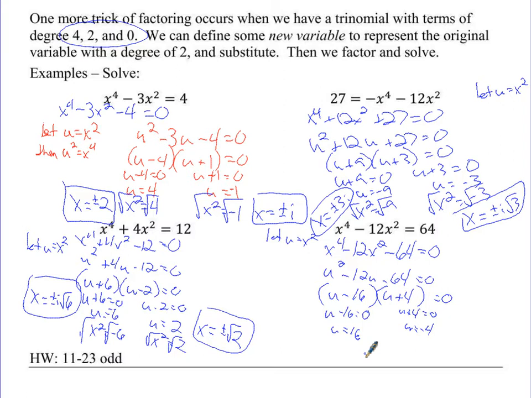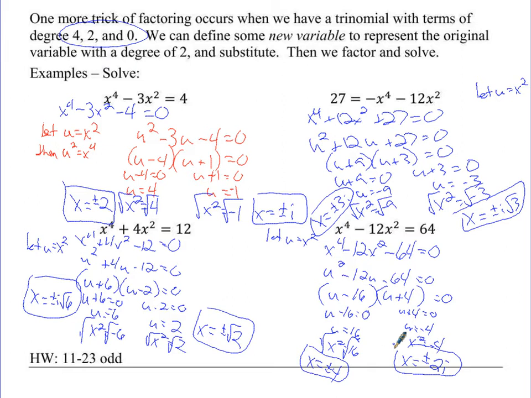Back substitute in the x squared for u, so we have x squared equals 16, and x squared equals negative 4. Square root both sides, and we get x equals plus or minus 4. And on this one, we get x equals plus or minus the square root of 4, which is 2. But I have that negative inside, so it's plus or minus 2i.